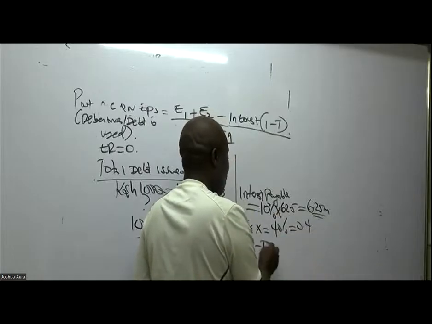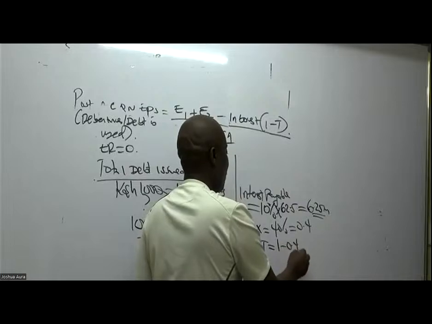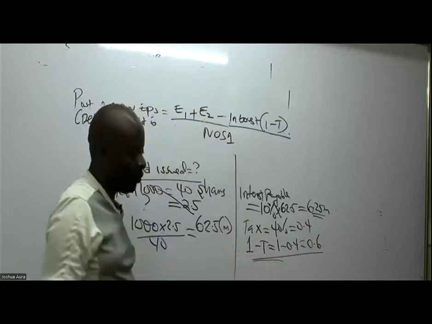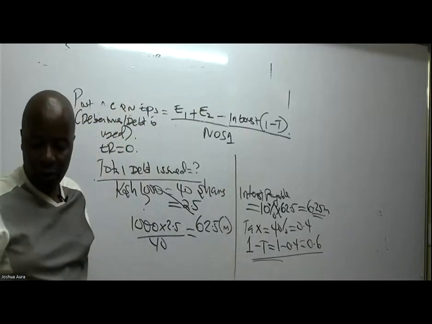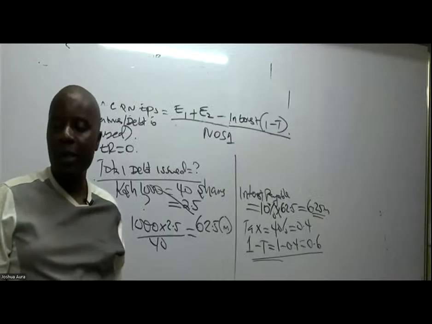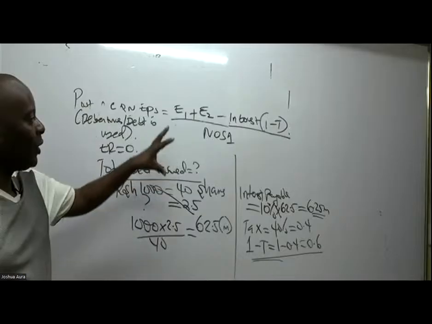So 1 minus tax will be 1 minus 0.4, which gives 0.6. This is where I got my 40%: tax has been given, it's 40%. It's not always 30%.